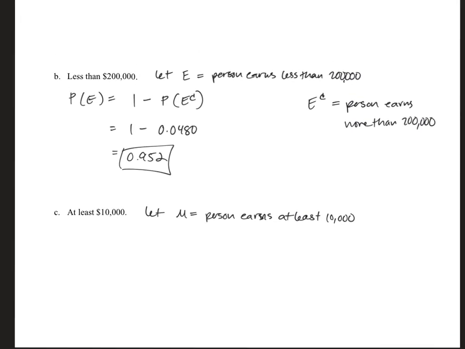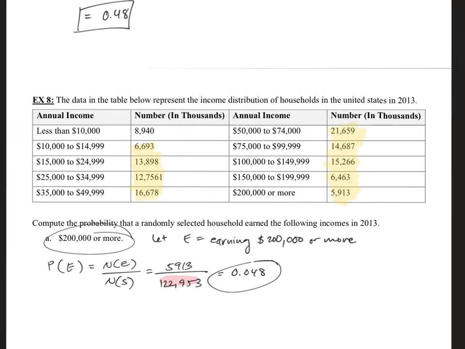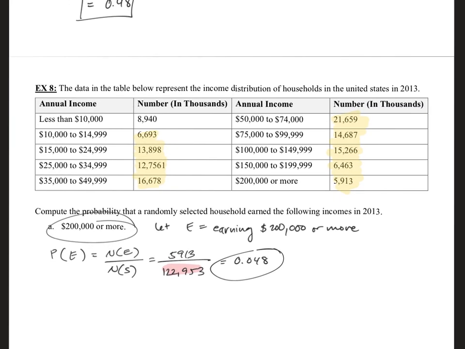So what I can do is I can say the probability of M is going to be 1 minus the probability of M complement. And what is M complement? What's the opposite of a person earning at least $10,000? That would be a person earning less than $10,000. So M complement is person earns less than $10,000. So let's find that probability. Is that easier? Let's see. Well, yeah, there's only one number group for the people who earn less than $10,000. So we'll take the 8,940 and divide that by the total number from all of these.